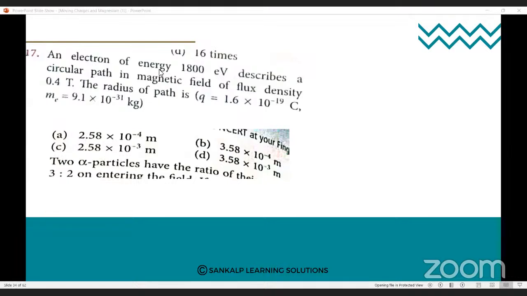The next question: an electron of energy 1800 electron volt describes a circular path in a magnetic field of flux density 0.4 Tesla. The q value and the mass of the electron are given. What you need to calculate here is the radius of the circular path.